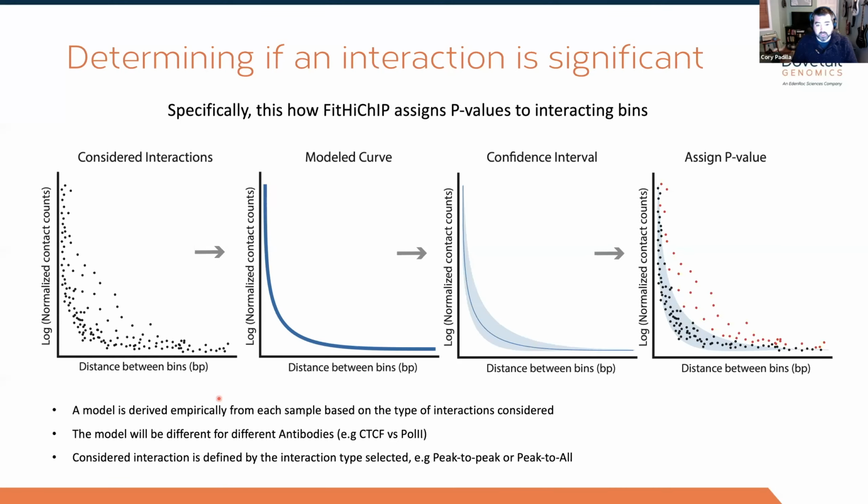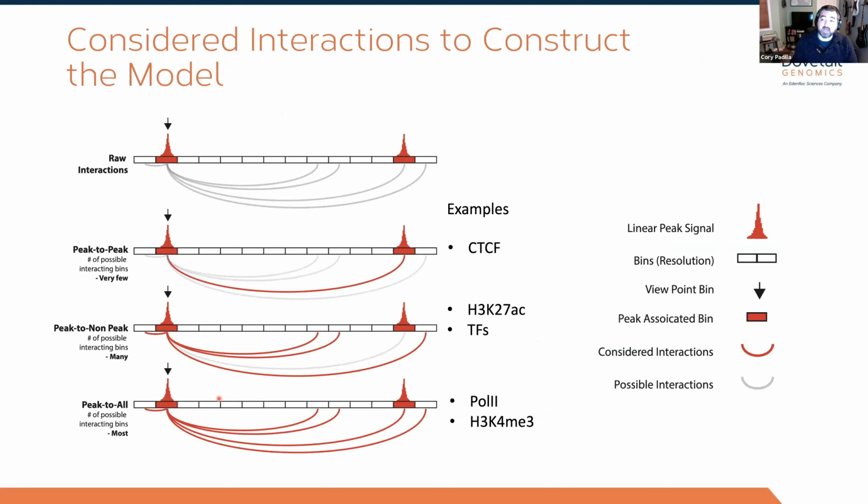Now, the next question you're going to ask is, what do you mean by different interaction types? So let's define those interaction types. Here is our viewpoint. Here is our primary peak that we know from our ChIP-seq data. Here are all the possible interactions from the raw data that we get from the HiChIP library, here in gray.